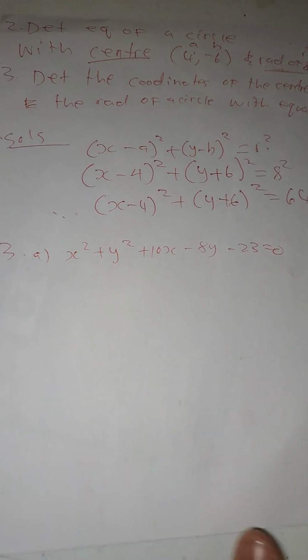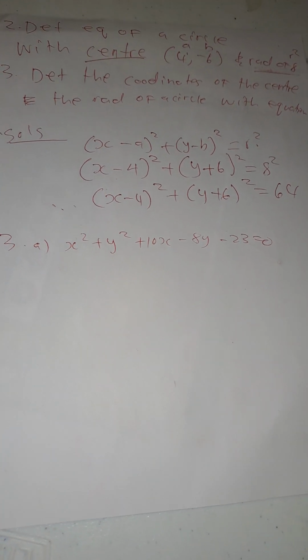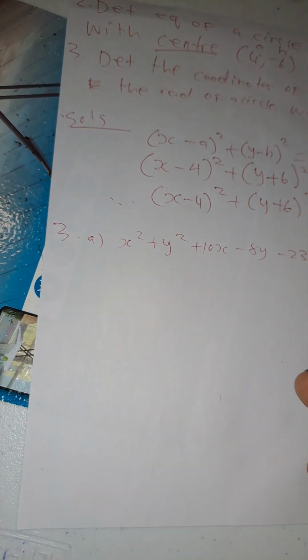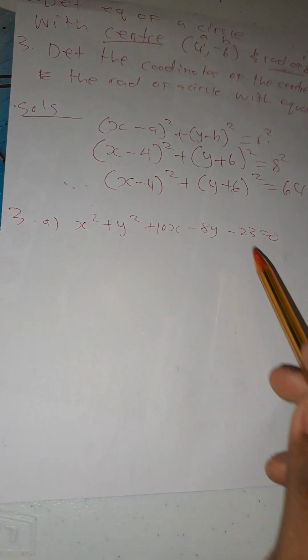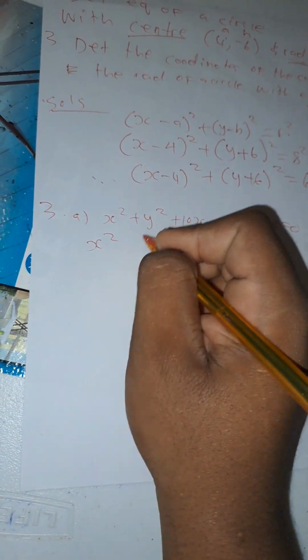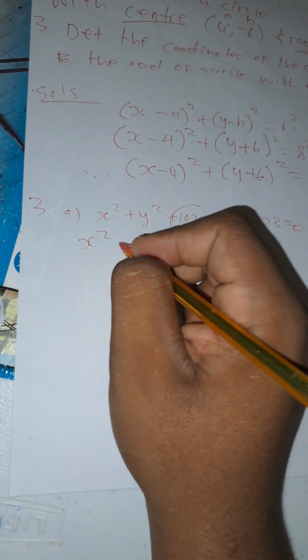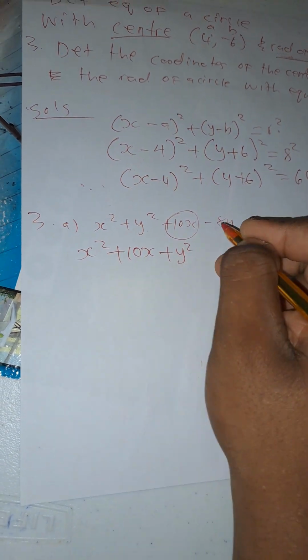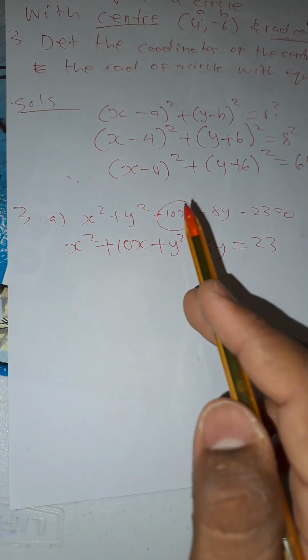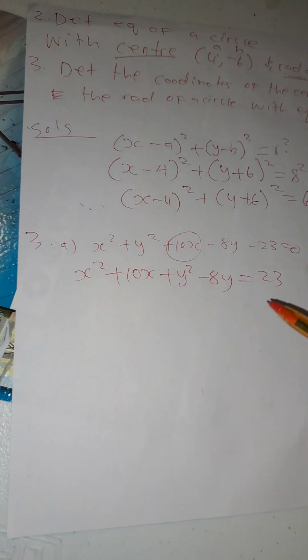My first task is to determine the coordinates of the center and the radius of a circle with the equation x² + y² + 10x − 8y − 22 = 0. The first thing you must check is that I can group my terms. Let me take this 23 to the other side and group: x² + 10x + y² − 8y = 23. Now you must complete the square.